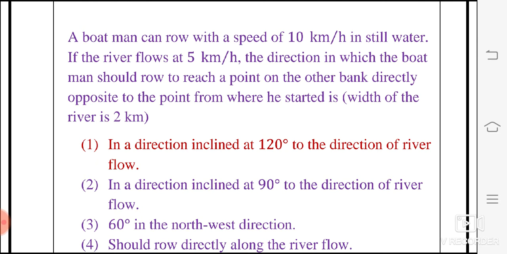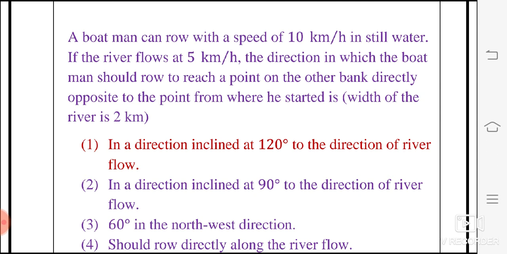A boatman can row with a speed of 10 km per hour in still water. If the river flows at 5 km per hour, the direction in which the boatman should row to reach a point on the other bank directly opposite to the point where he started is. Okay, so the width of the river is given as 2 km.